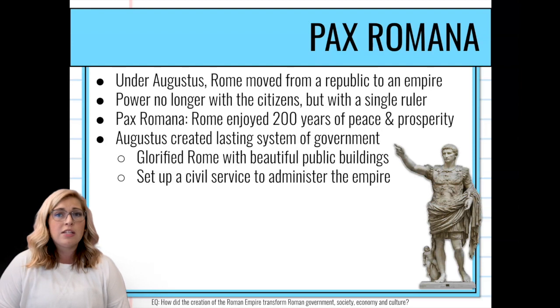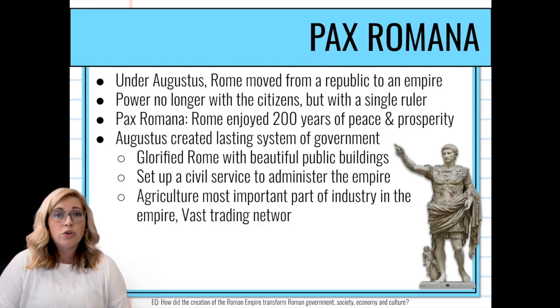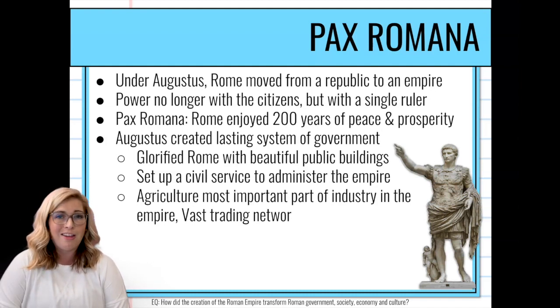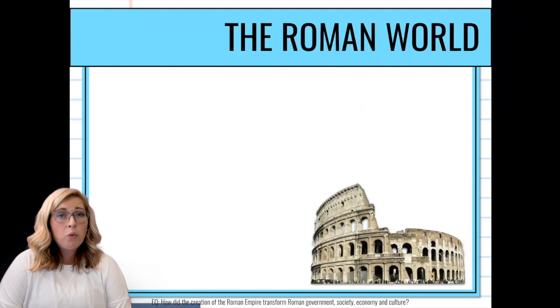And then we also see agriculture and trade becoming two of the biggest industries to foster the Roman Empire. Agriculture is the most important, and then trade, there's a vast trading network. Vast trading network. The Roman world, what's it look like?